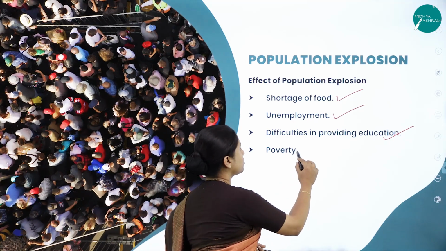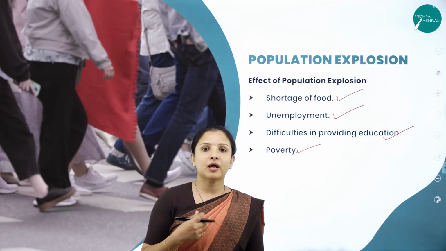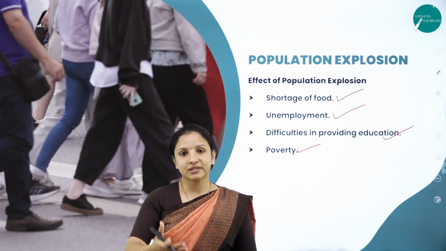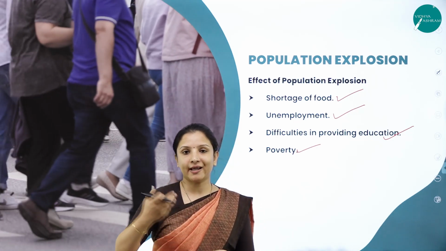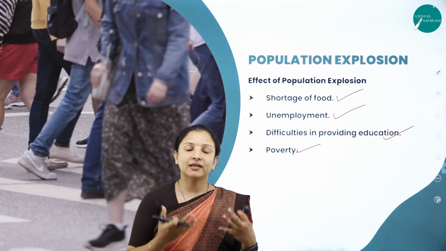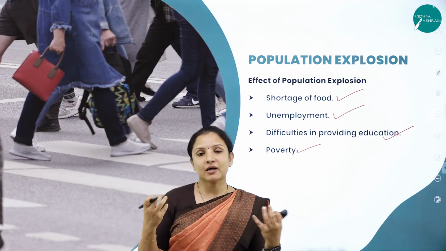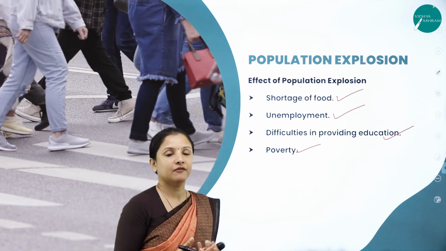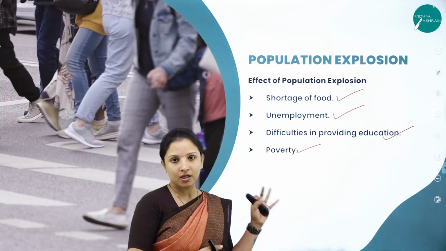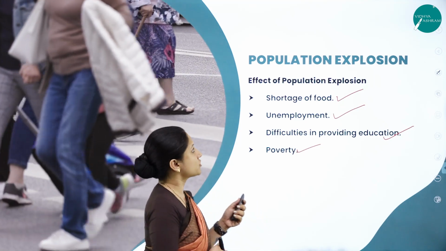Next, it will lead to poverty, because the more the number of people in a family, the more amount of resources is needed in the form of food, water, electricity, everything. So for all that, money is needed. When they start spending money on all of these, then the money that is needed for the other things will not be sufficient. So therefore, it will lead to a lot of poverty also. So these are the effects of population explosion.